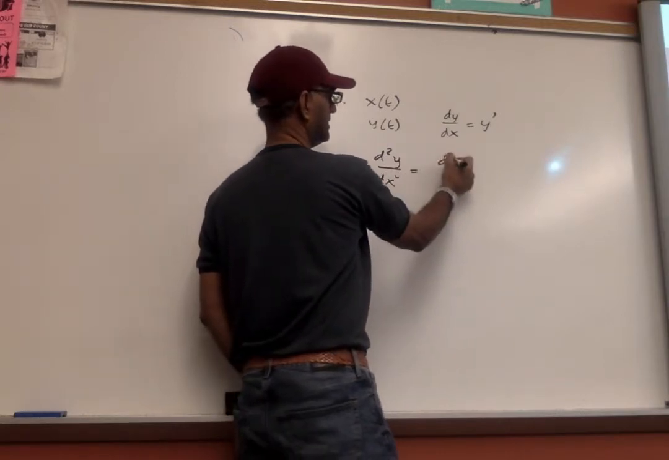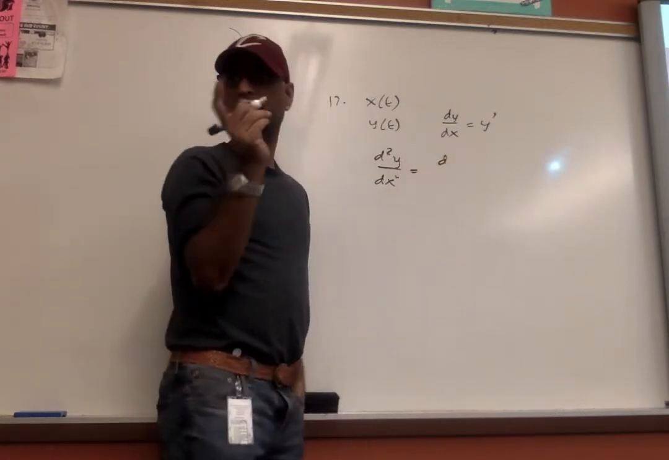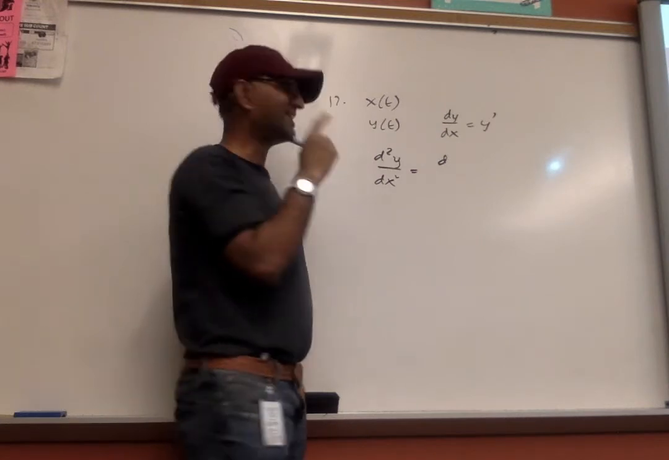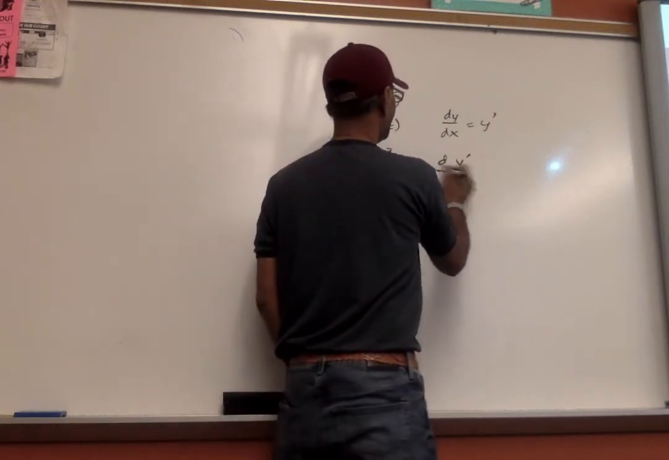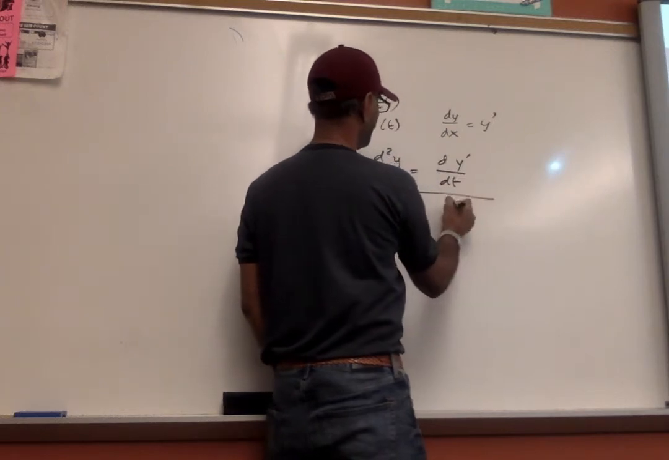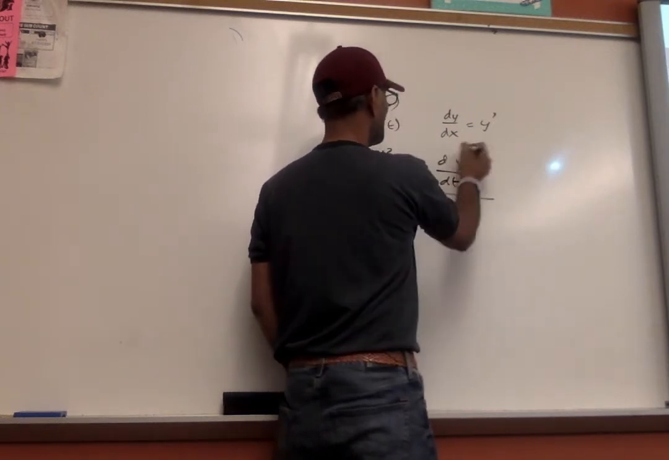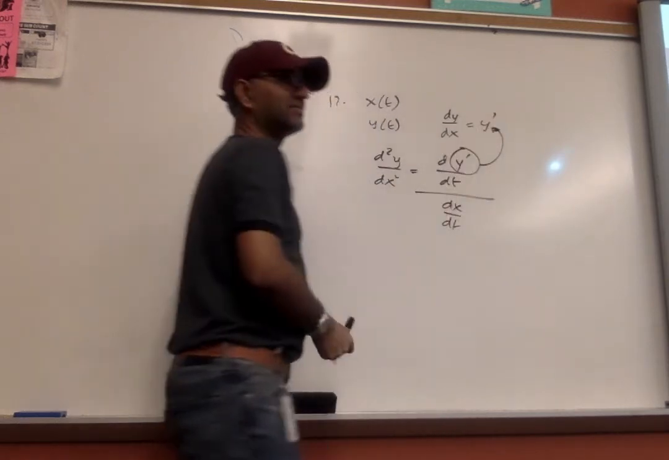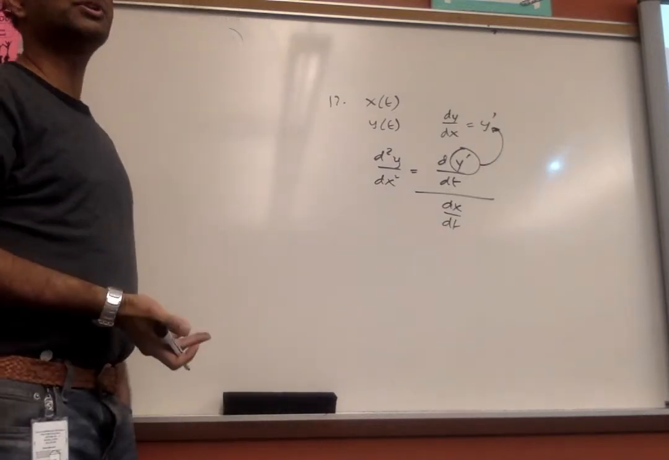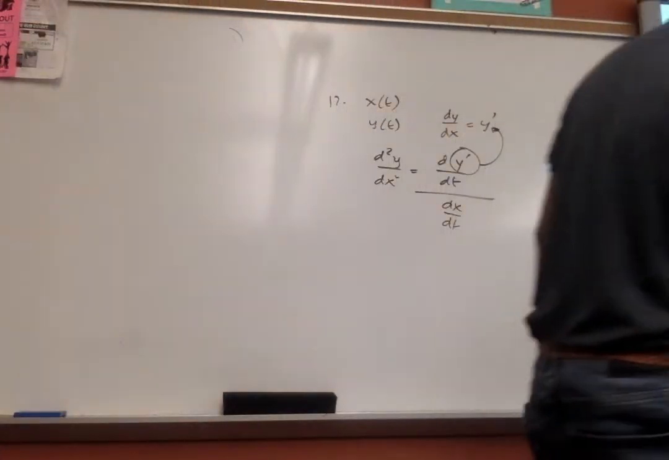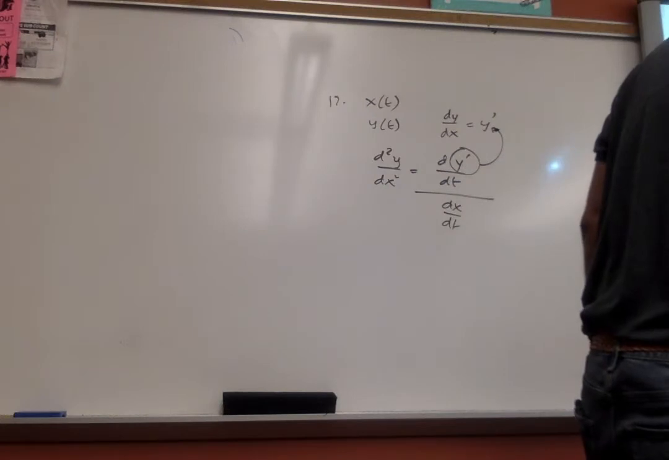Okay, who remembers the second derivative formula? It's dy dash over dt, all over dx over dt. And make a note, y dash is the first derivative. So sometimes you may have to use quotient rule, sometimes you're good to go. Okay, that's straightforward.